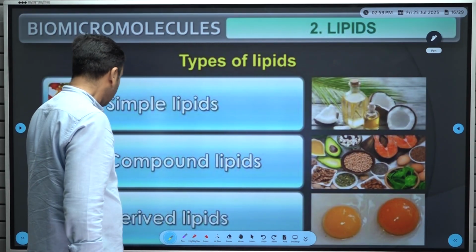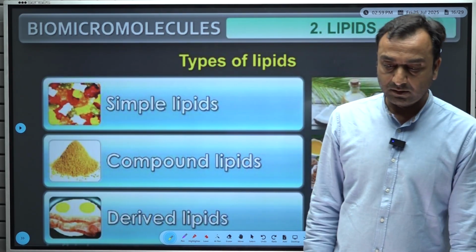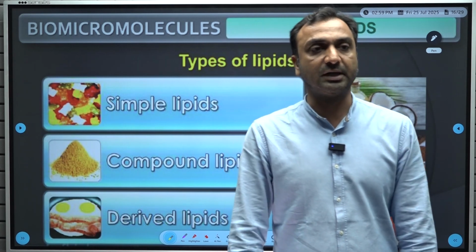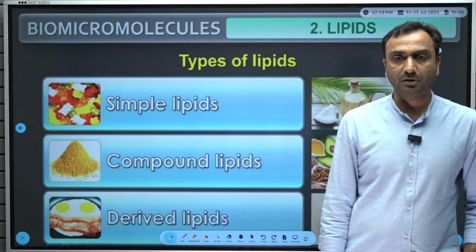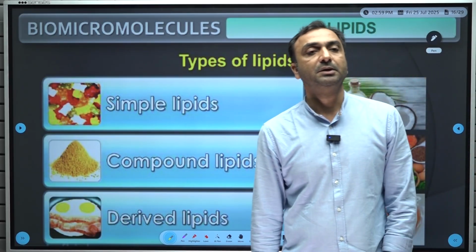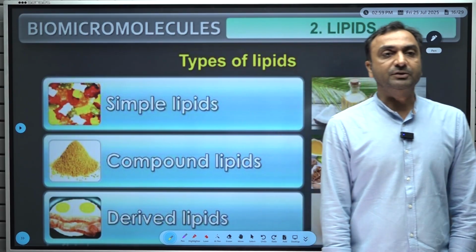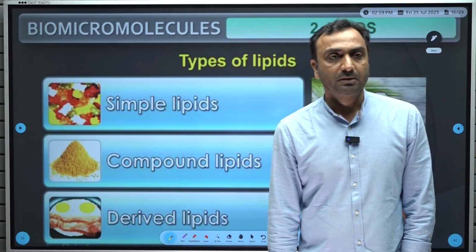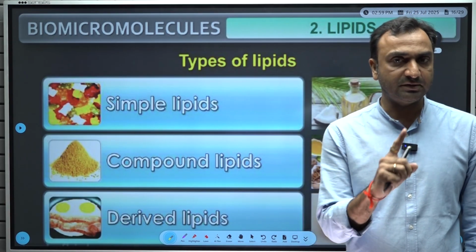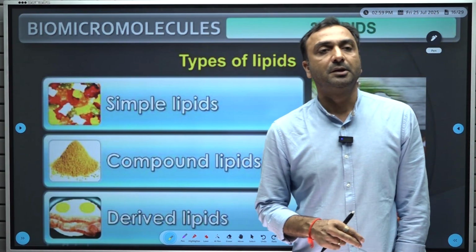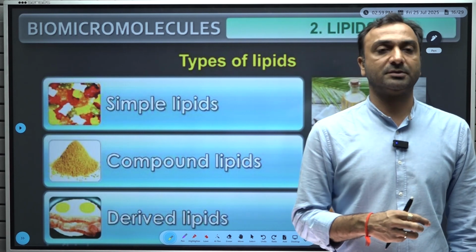Now, the next point of discussion for us, the types of lipids. We are supposed to think very carefully about these types, because they are going to be a barrier in your exams. The topic is a bit difficult, not too much, but we need to understand it a little. So we basically have three types of lipids. Number one, simple lipids. Number two, compound lipids. And number three, derived lipids.